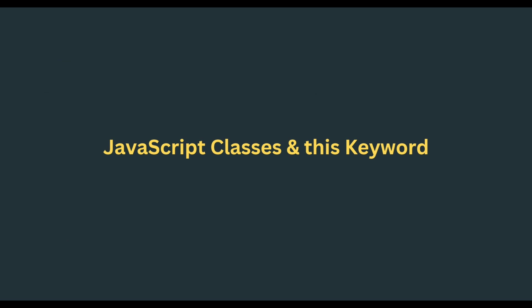The this keyword helps access the object's properties and methods. They enable object-oriented programming in JavaScript, making it easier to create and manage complex applications. This is all about the importance and use of JavaScript classes and the this keyword.